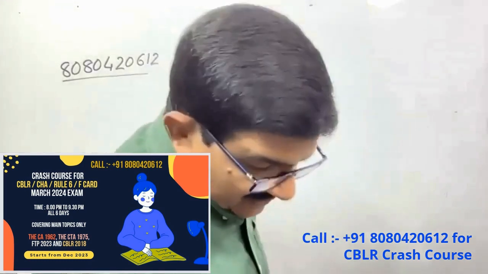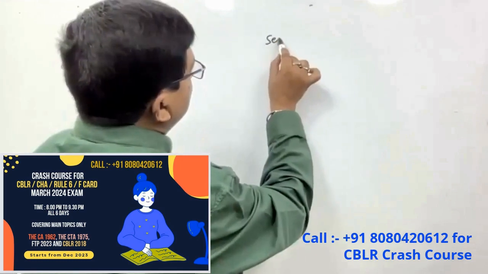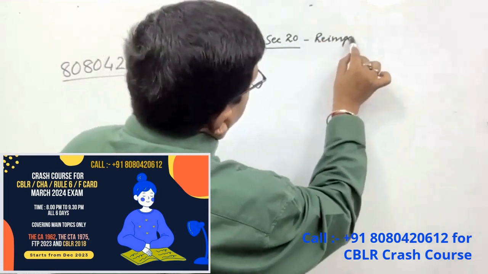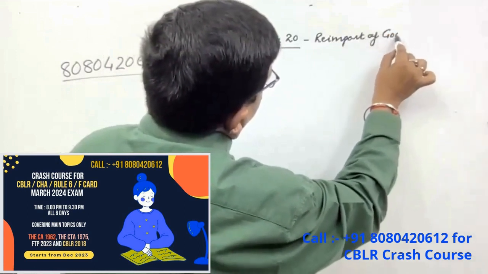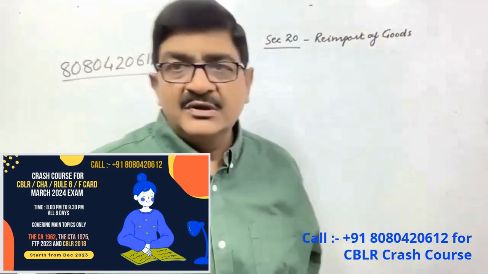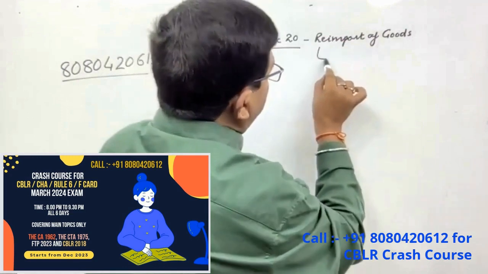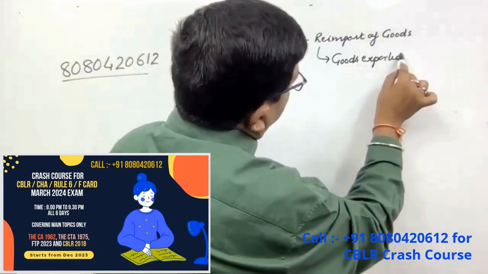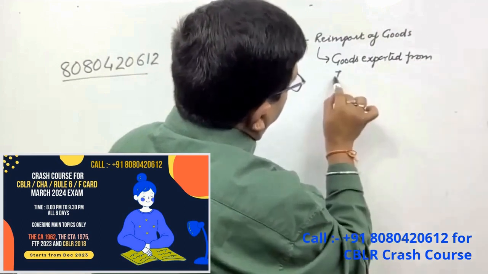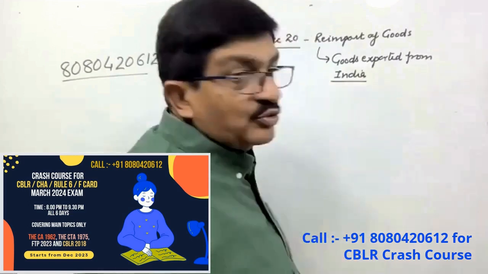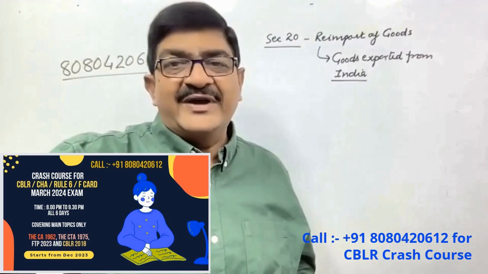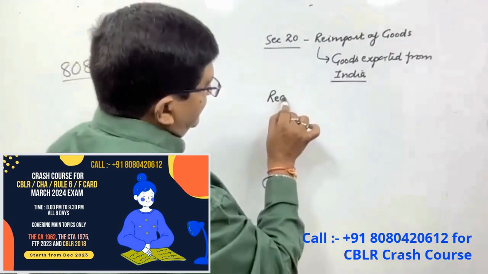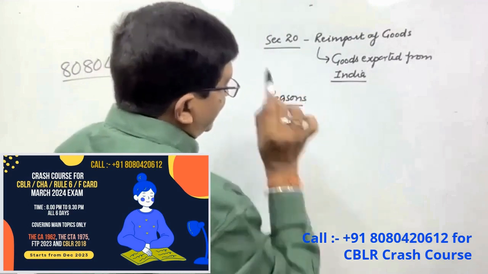Right. So, section 20 talks about re-import of goods. Re-import means the goods exported from India are being brought back. Why are the goods being returned or brought back? Right? Reasons. Now this is pure thinking: why shall the goods be brought back?